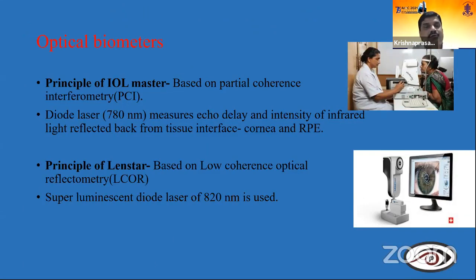So let me talk about the principle of the initial IOL Master 500. The main principle is based on partial coherence interferometry. A diode laser of almost 780 nanometers measures the echo delay and intensity of infrared light reflected back from the tissue interface. The principle of Lenstar is a little different. It is based on low coherence optical reflectometry.